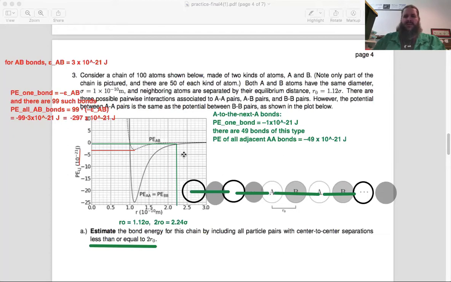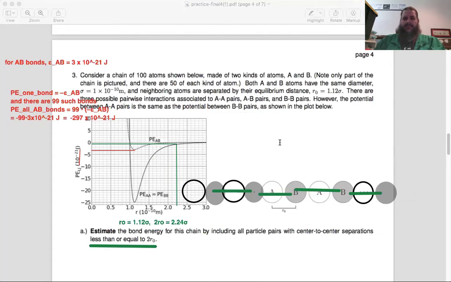And what about the BB bonds? Would those be any different? Should be about the same, right? If we just consider this B to that B, this B to the next B, it's still all the same bonds. There's still 2 are not apart from each other. According to this graph, AA connections and BB connections use the same potential energy graph. So each one of those BB bonds is still going to be -1 times 10 to the -21st joules. We've got 50 B atoms, so we're still going to have 49 bonds. So that really should be identical.